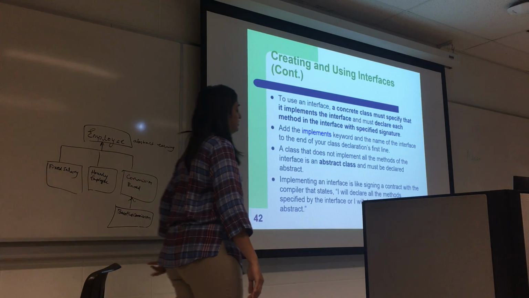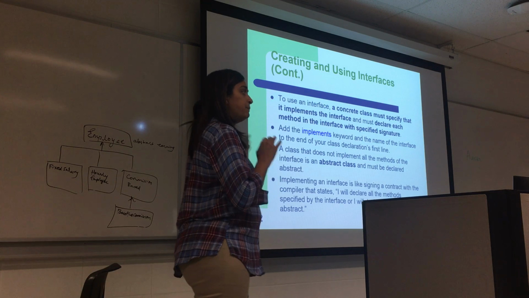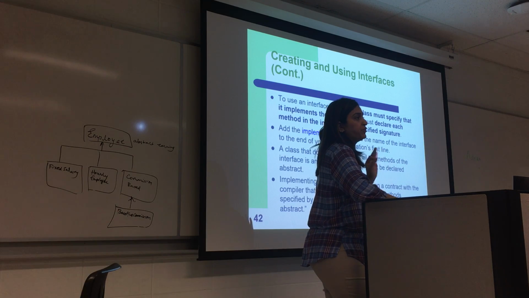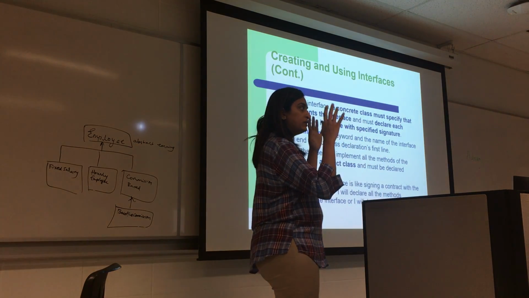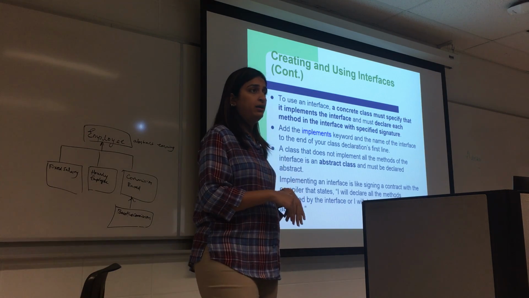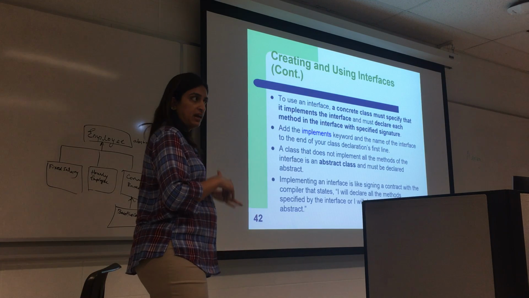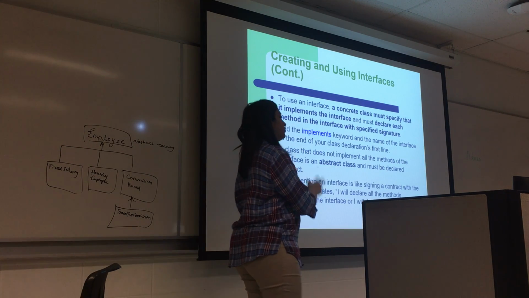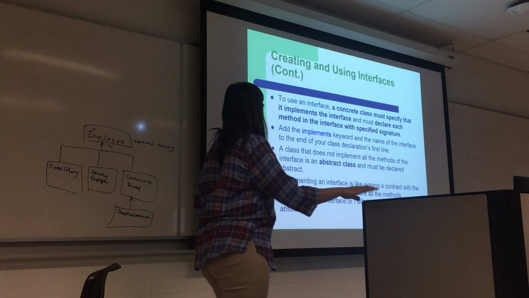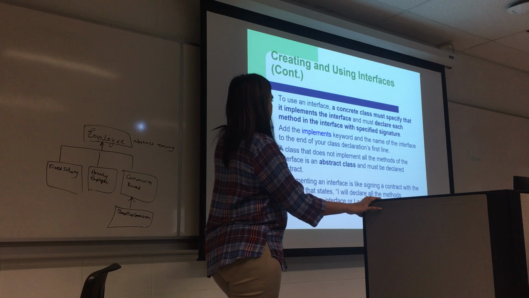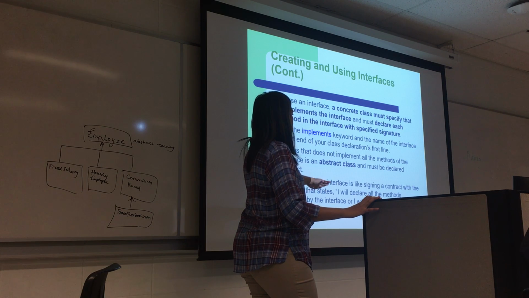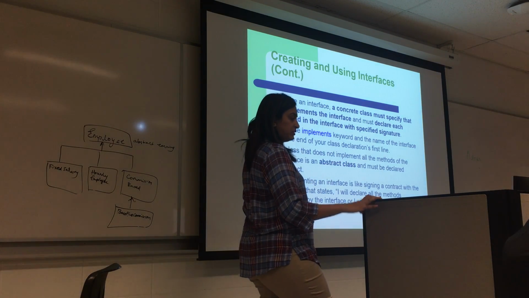To use an interface, a concrete class must implement that interface, and once you implement it, you have to make sure that all the contract methods that are defined inside the interface are implemented inside the concrete class. If they are not, you have to make sure that the class is made abstract, right? So this is the contract: I will declare all the methods specified by the interface, or I will declare my class abstract. This is the contract.